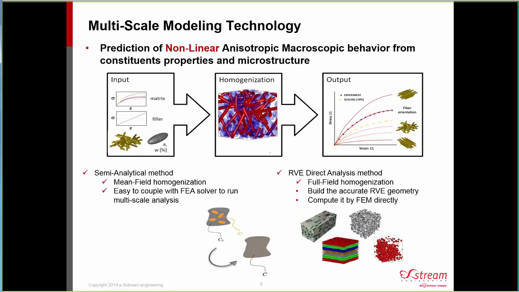You can work with such technology in two ways. The first way is by using the mean-field homogenization technique. This is used when you want to run structural FEA with any solver on the market with one of our material models. You can also work on pure material engineering with the direct analysis method, where we build and mesh an RVE with any kind of microstructure, and we can compute RVE analyses to help understand the deep behavior of multi-phase materials.